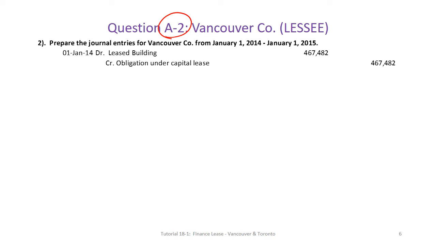Okay, and now we proceed with part 2, which is to prepare all our journal entries for Vancouver from January 1st, 2014 to the first payment of 2015. So when we enter into the lease, we're going to debit our leased building because this is a finance lease, and then we're going to credit the obligation under the capital lease for the present value of the lease payments, $467,482.